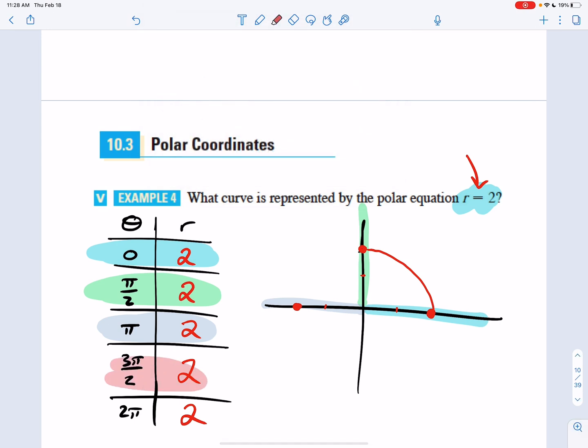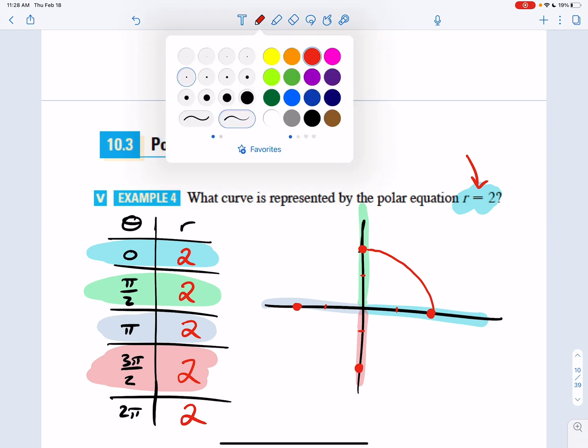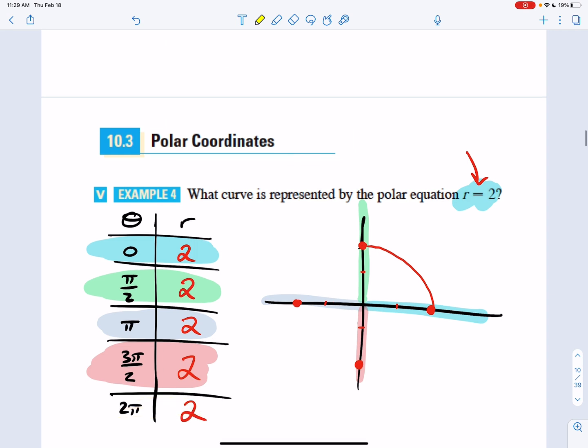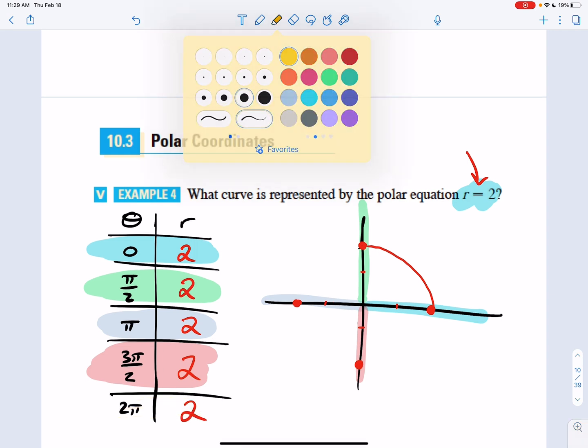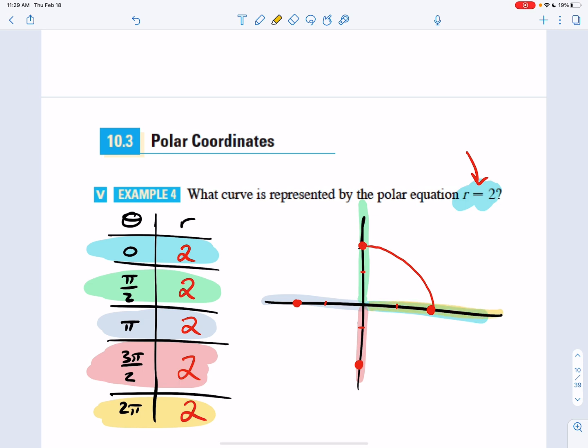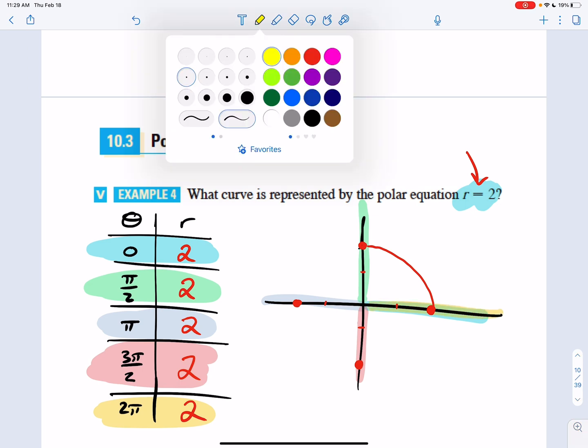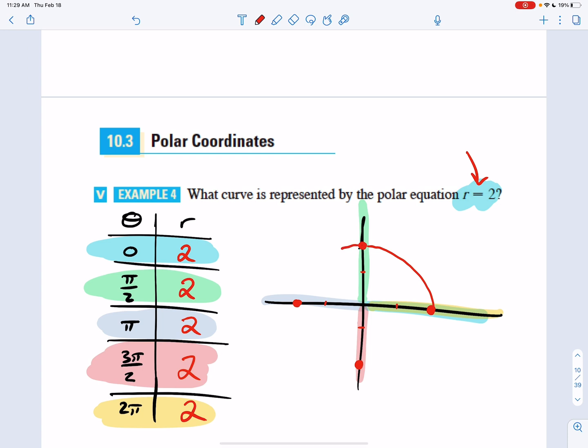So if you notice, there's a pattern to this. At 3 pi over 2, we're somewhere down here, and we're going to stay there because the radius is positive. And back to 2 pi, which is over here on the right, and we're going to stick with that same positive 2. So you actually travel in that order, okay?